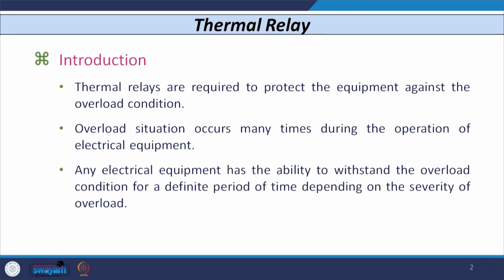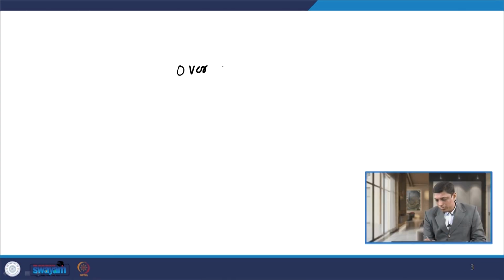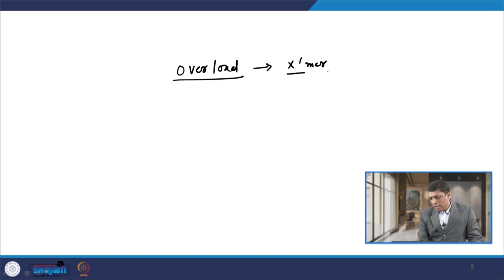Now let us see first what is the difference between overload and fault. Whenever I say overload, it means, if any equipment is there, let us say we have a transformer, and this transformer is rated to take 100 ampere current. Let us say it has some MVA rating and some voltage rating, and based on that it is capable of taking 100 ampere current.